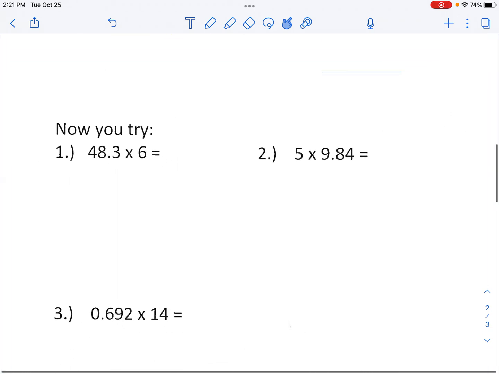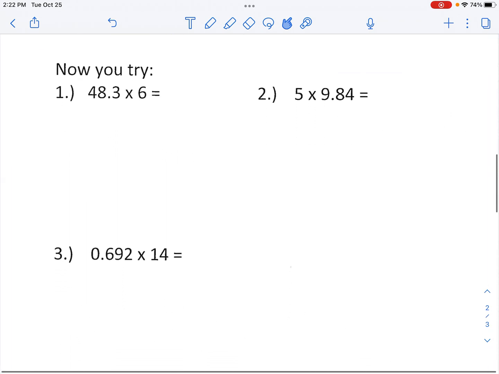All right, so now you guys are going to try these 3. When you are finished, raise your hand, and we'll check and see how you did and let you know if you're ready to move on to the practice page.